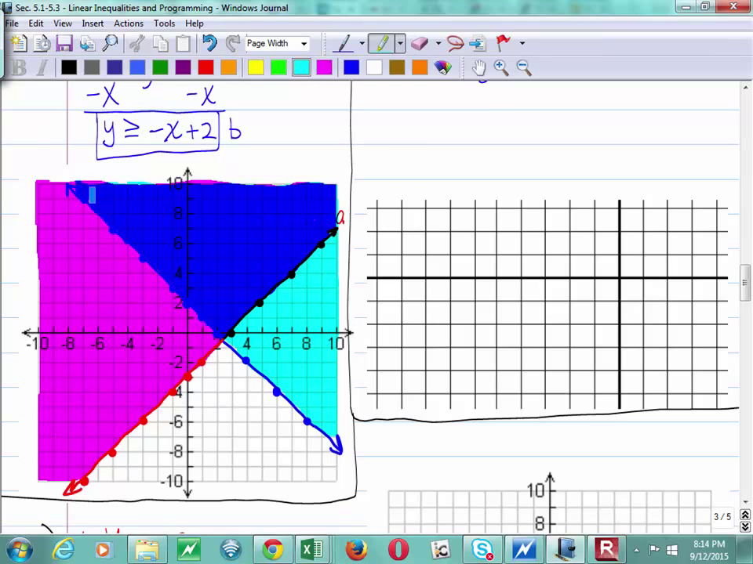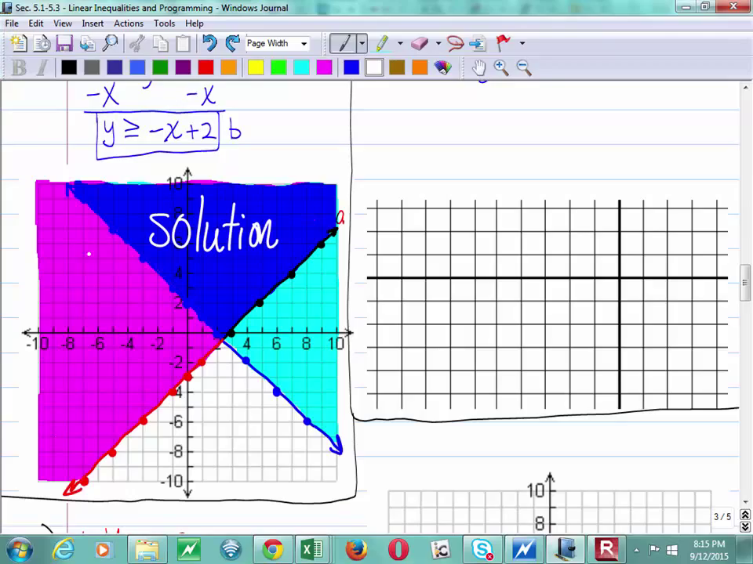So now this darker blue region is the solution, or the feasible region. Alright, and in this case it is still unbounded, because it's going forever, like in this direction here.